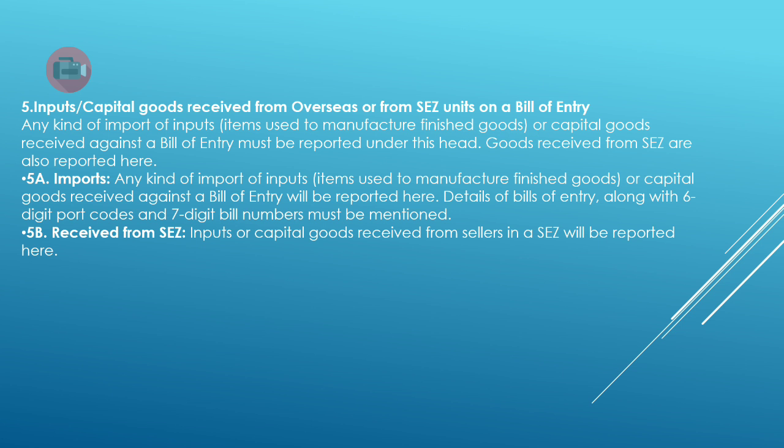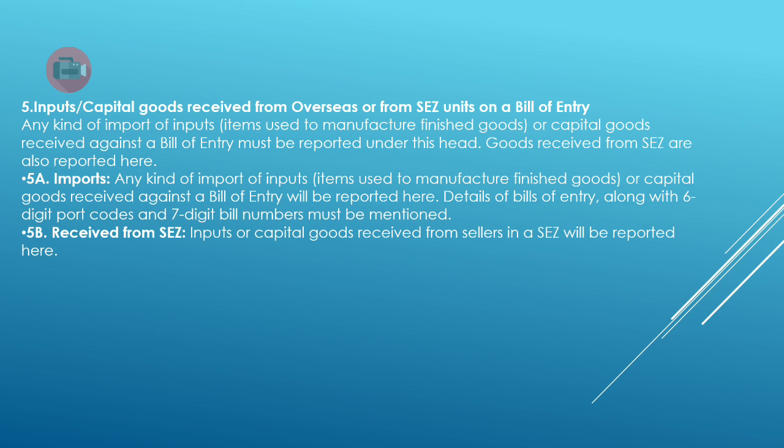Now, inputs or capital goods received from overseas or from an SEZ unit on a bill of entry. Any kind of import of inputs, items used to manufacture finished goods, or capital goods received against a bill of entry must be reported under this head. Goods received from an SEZ, Special Economic Zone, are also reported here.